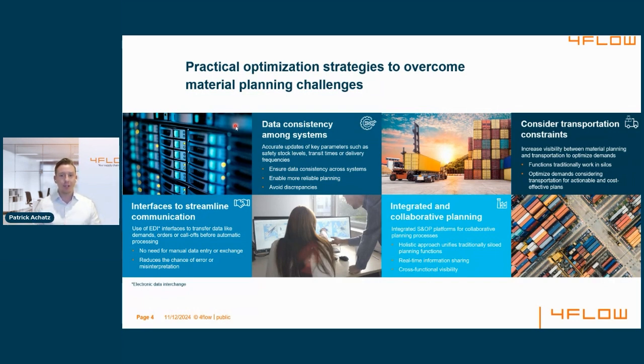So first, we need to ensure data consistency across systems. By keeping key parameters like safety stock levels, transit times, and delivery frequencies aligned, we can avoid discrepancies and make planning more reliable. Another important strategy is integrated and collaborative planning. Using integrated sales and operations planning platforms allows different teams to work together in real time, improving visibility and enabling cross-functional decision-making.